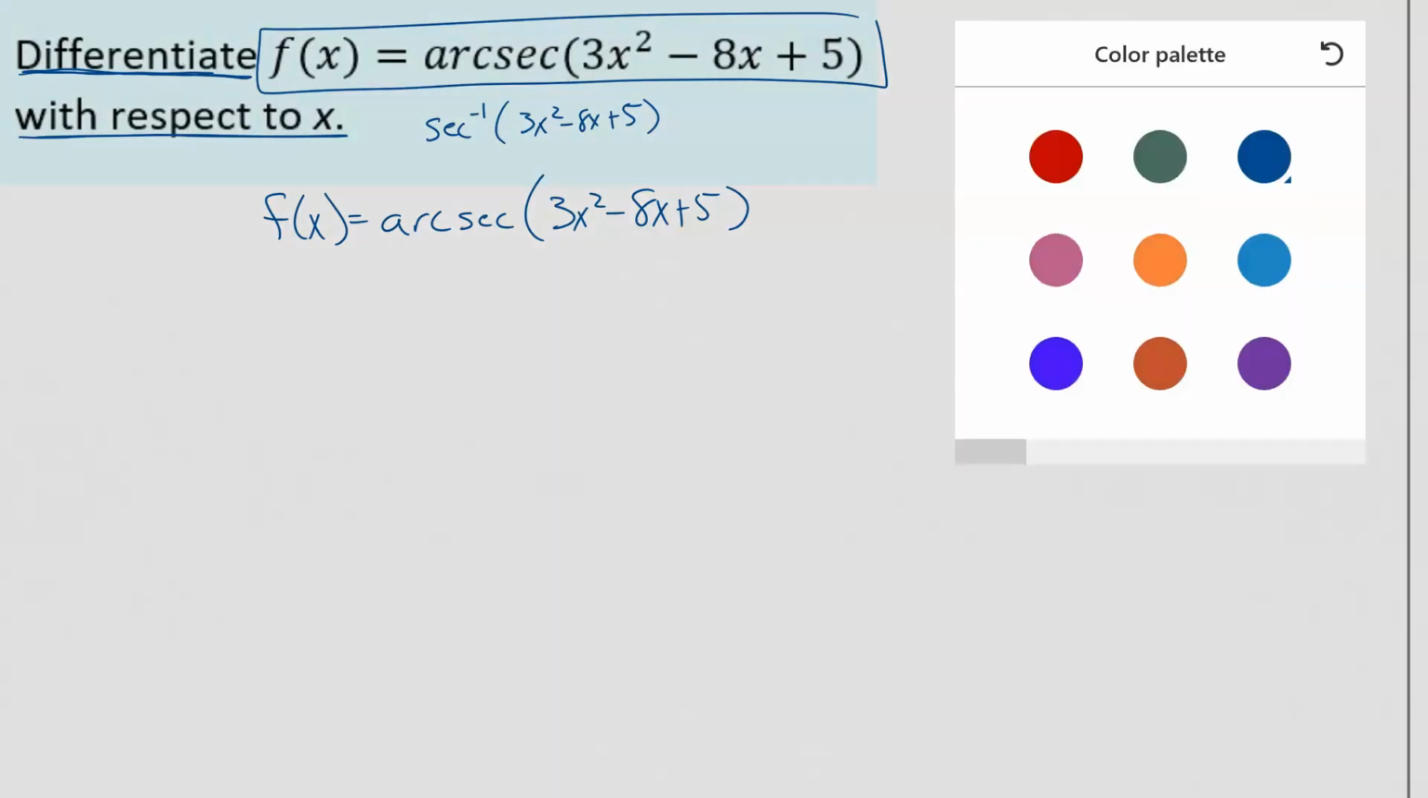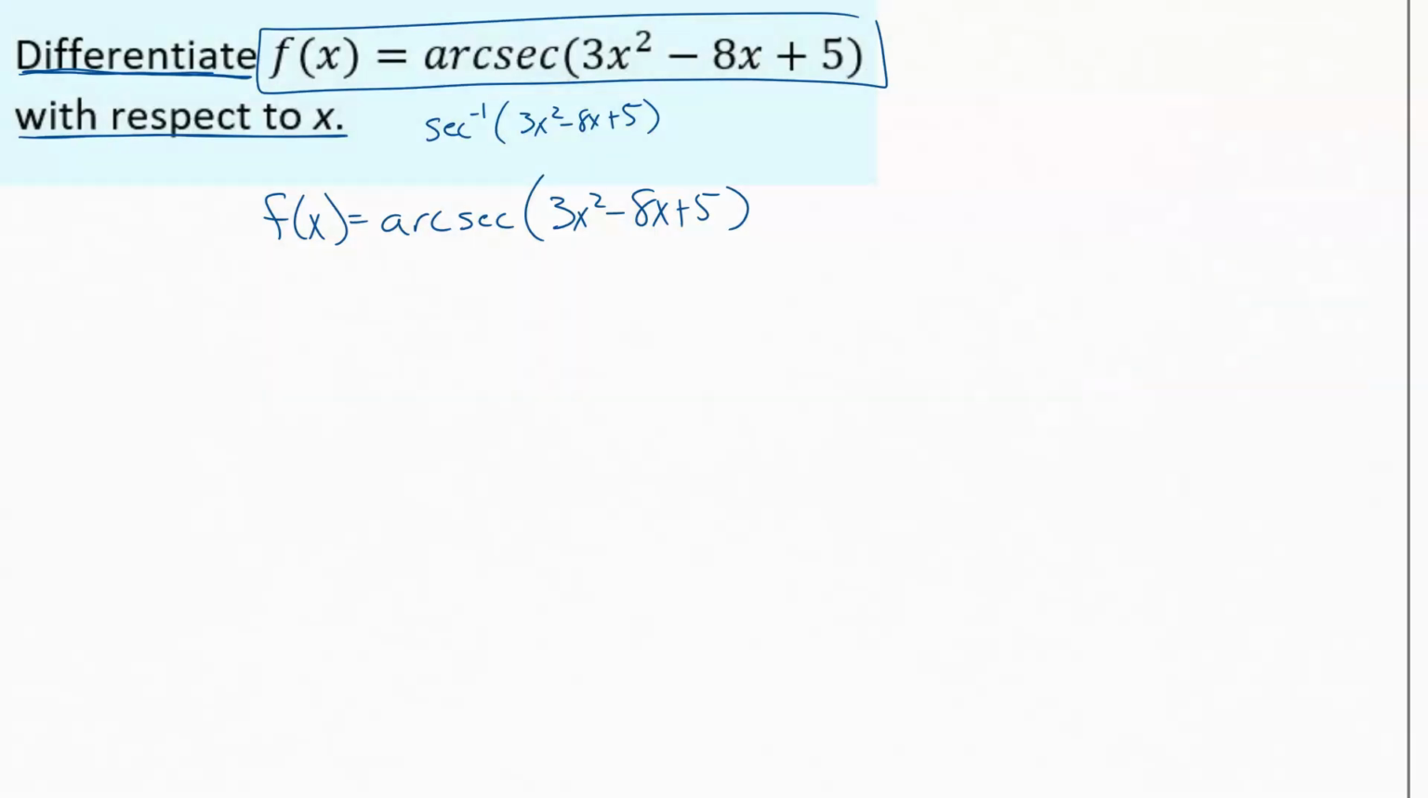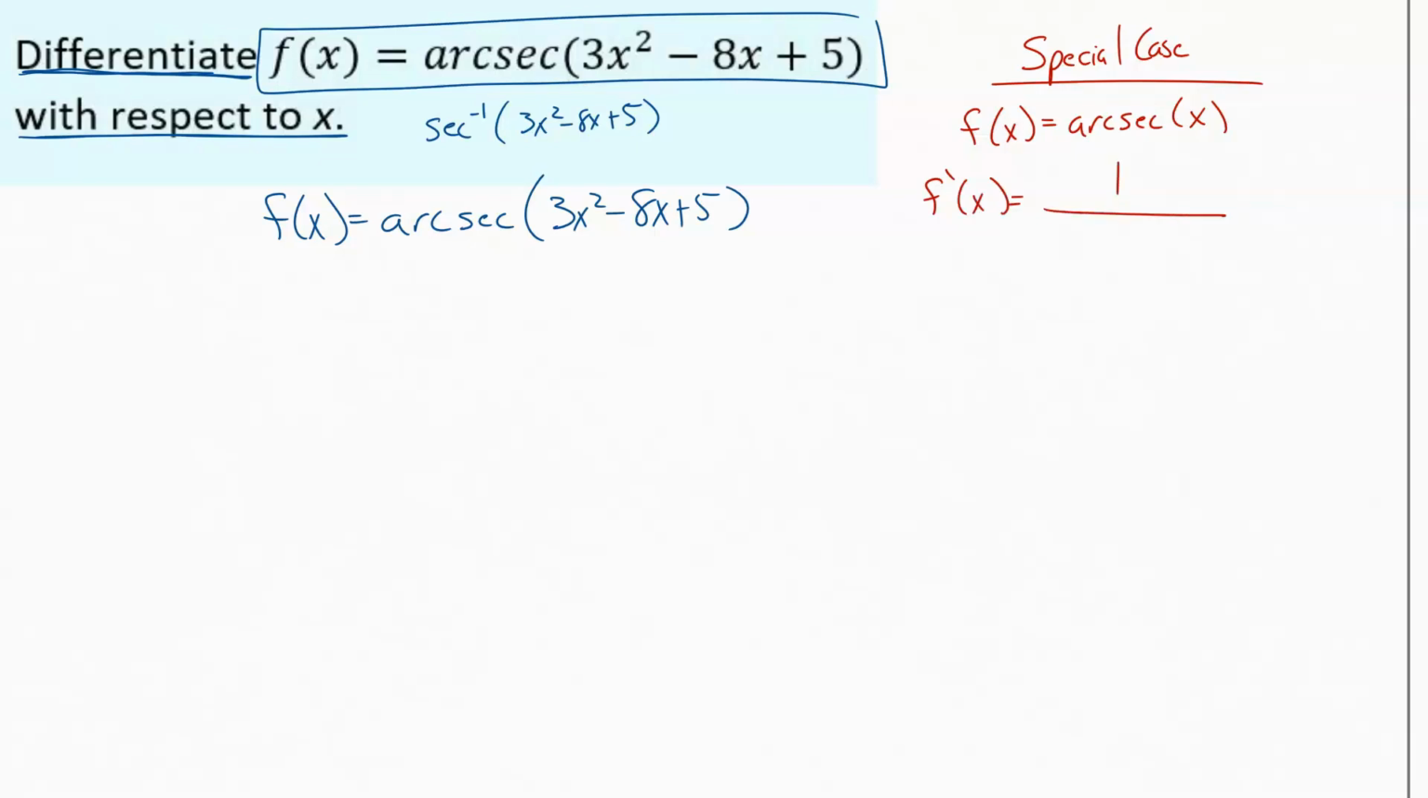Arcsecant, any of our inverse trig functions, they fall into a category of derivatives that I just call special case derivatives. So they're derivatives you just have to have memorized. There's no real other way you would get to them without having these things memorized. So for this situation, if f of x is equal to the arcsecant of x, then the derivative of this is going to be equal to 1 divided by the absolute value of x times the square root of x squared minus 1.